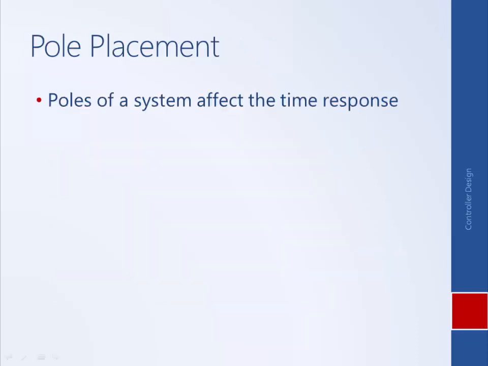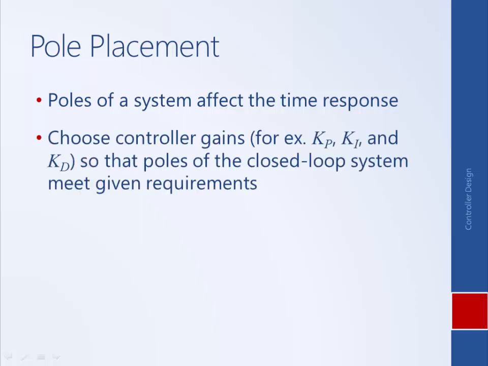Throughout the course of this semester, we've learned that the poles of a system or its transfer function are an indication of its time response, its natural response. So one approach to controller design is to try and design your controller, choose your control gains so that the poles of the closed loop system meet the given requirements. That is, give you a certain speed of response, give you a certain overshoot, things like that.